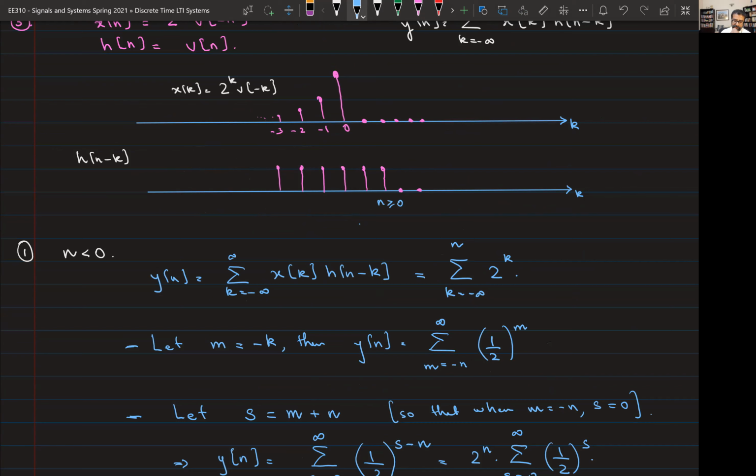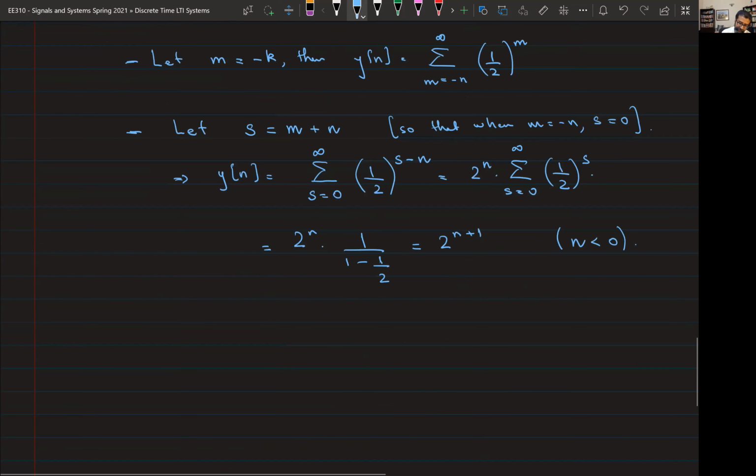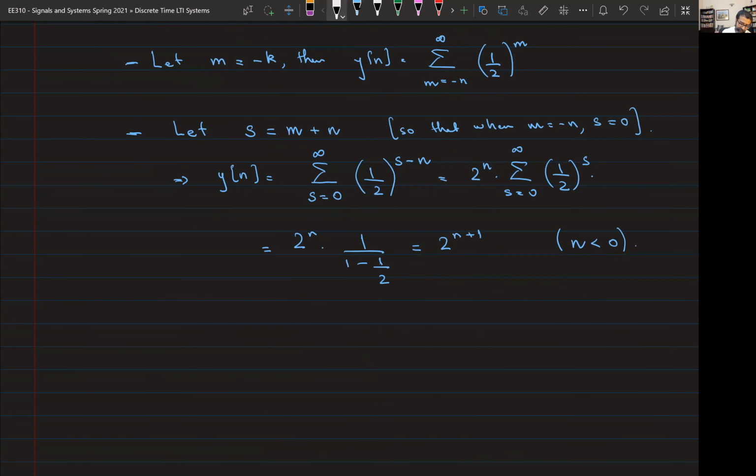Now where does the summation go from and to? If I multiply the two together, where's the overlap? The overlap is from minus infinity to 0. So this case number 2 is when n is greater than or equal to 0, and for that case, y of n is equal to the summation k going from minus infinity to 0 of 2 raised to power k.